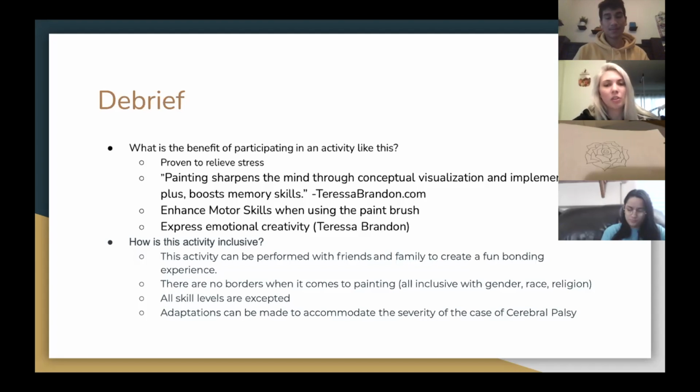Adaptations can be made to accommodate the severity of the case of cerebral palsy. Alejandro had mentioned to us earlier that if you don't have the best motor skills in your hands, we can always do something like finger painting or anything that can accommodate the severity of the disability. Or even an art app on a digital iPad or tablet as well. Yes, definitely.